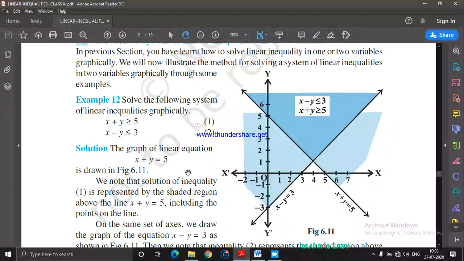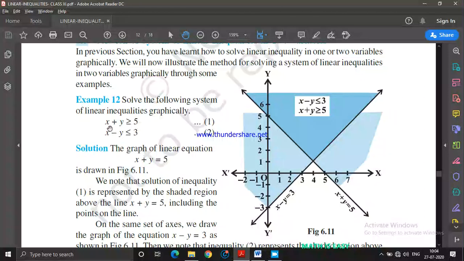So here we have an example. Solve the following system of linear inequalities graphically. x plus y is greater than or equal to 5, and x minus y is less than or equal to 3. That means you have to find x and y values such that if I substitute them in both inequalities, both are satisfied. So what are such x and y values?